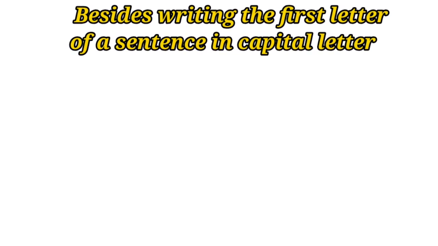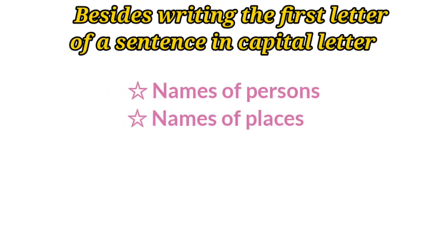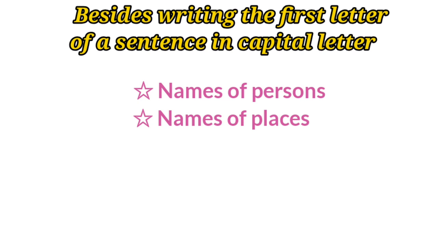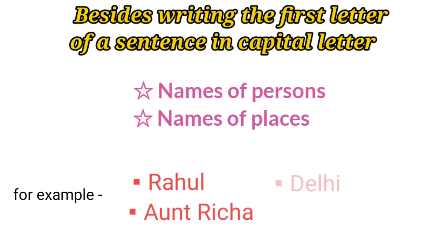Children, besides writing the first letter of a sentence in capital letter, we also write the starting letter of names of persons and places in capital letter. For example, Rahul, Aunt Richa, Delhi, Rang Bahar, etc.